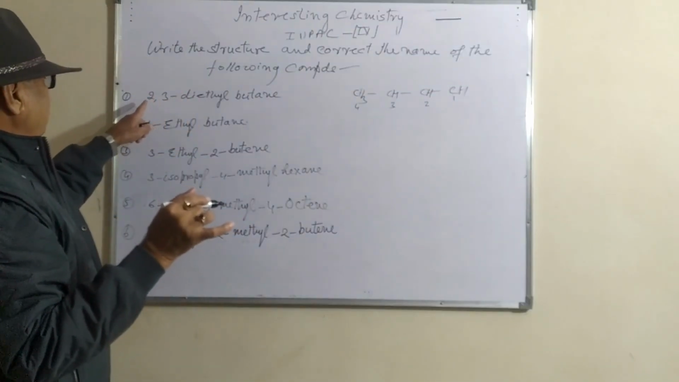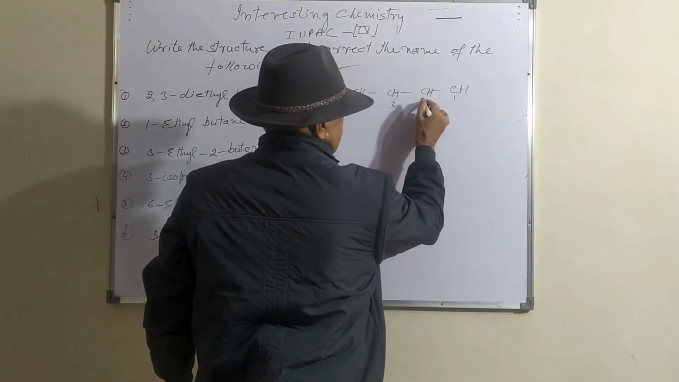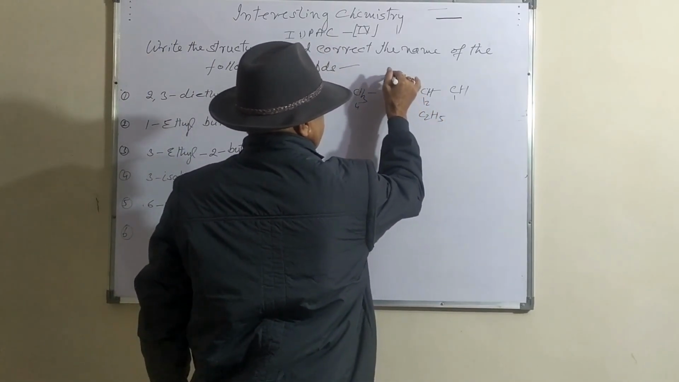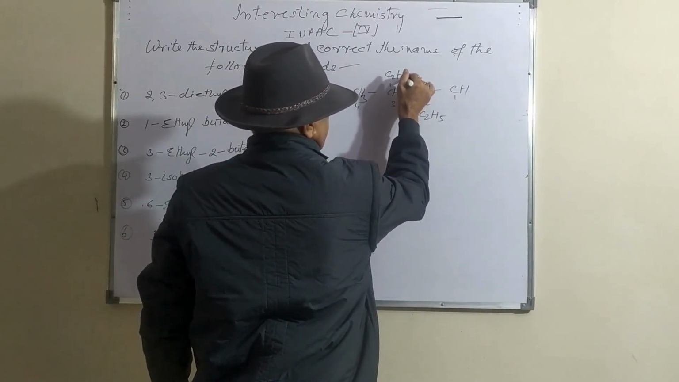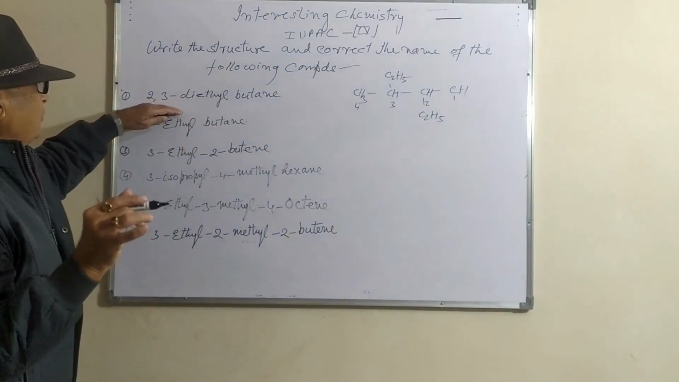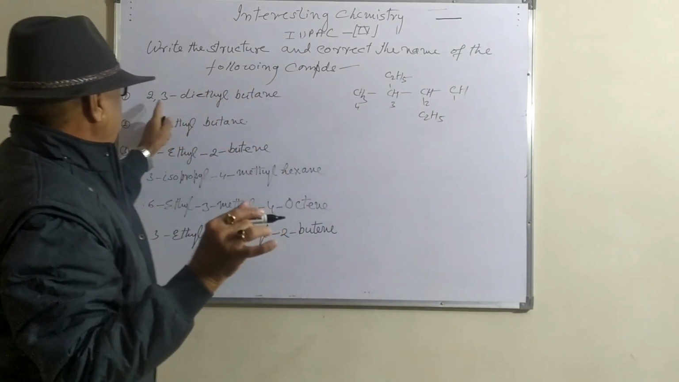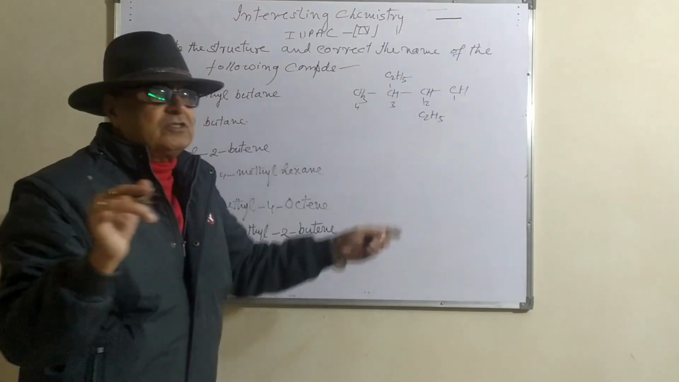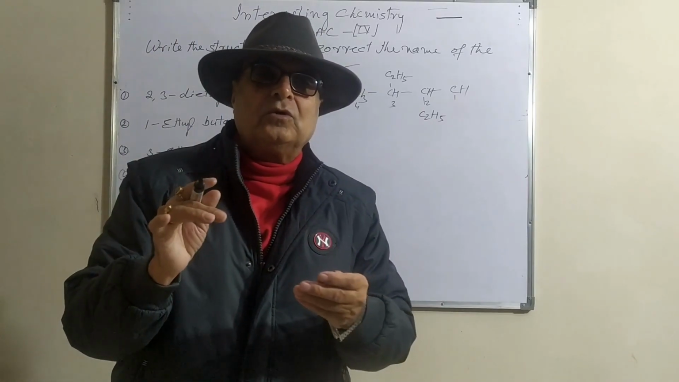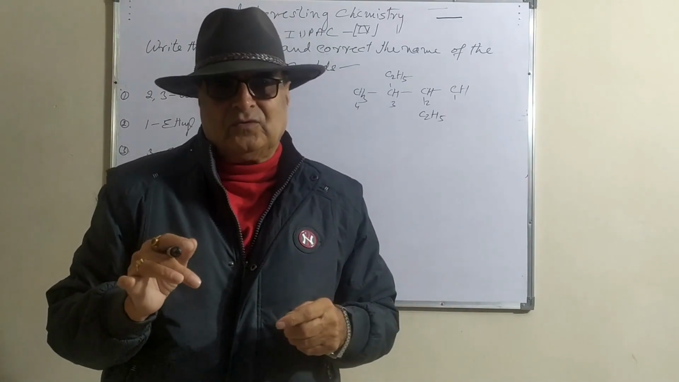Again, 2,3-diethyl. Here you will write C2H5 and here you can write C2H5. This is the name that is given to you, and you have made the structure, you have written the structure of 2,3-diethylbutane. Now you should think whether this structure is right or wrong.